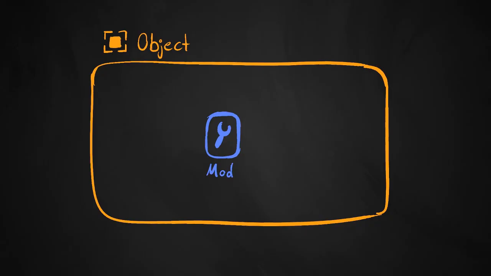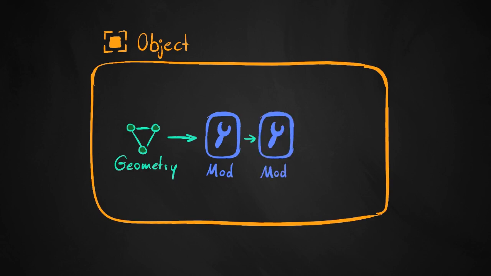A modifier just takes the geometry from the previous one as an input, modifies it somehow, and then passes it along to the next one as an output. That works the exact same way with geometry nodes as with any other modifier. Just now you are in precise control of what that modifier actually does exactly.